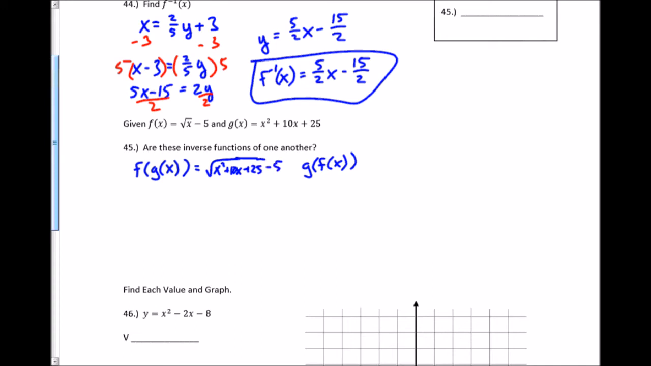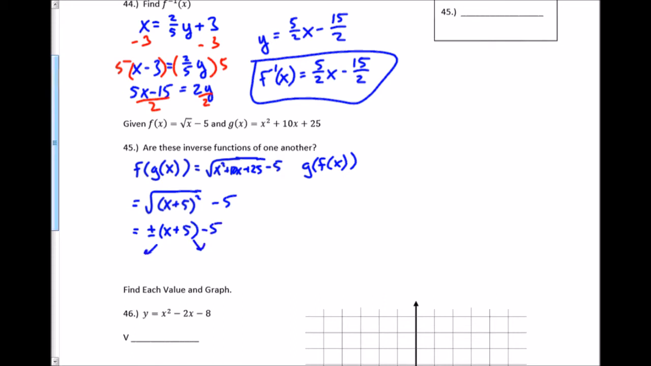And now I want to simplify this thing. And keep in mind that the square root, the x squared plus 10x plus 25 is the same thing as x plus 5 squared, if I factor that thing. And now when I take the square root of this, technically it is the absolute value of x plus 5, which means this is going to be a plus or minus x plus 5, which means I get two separate things here.